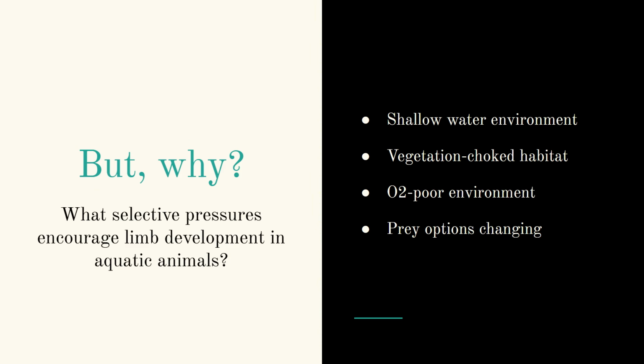And so having something that you can move across the seafloor with is beneficial. Additionally, especially in the Carboniferous where there are a lot of swamps, there are often vegetation-choked habitats. It can be really important to have a method of moving through roots and fallen plants and things like that, not being able to just swim unobstructed through those areas. Having essentially limbs to push off of those obstacles in your environment would be beneficial.